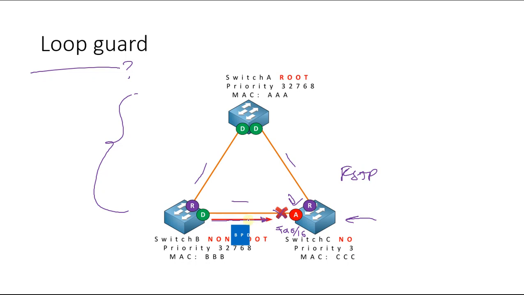With one requirement: this port must receive the BPDU from switch B. Okay, this is the absolute requirement. If not, this port will become forwarding. We will discuss this further.